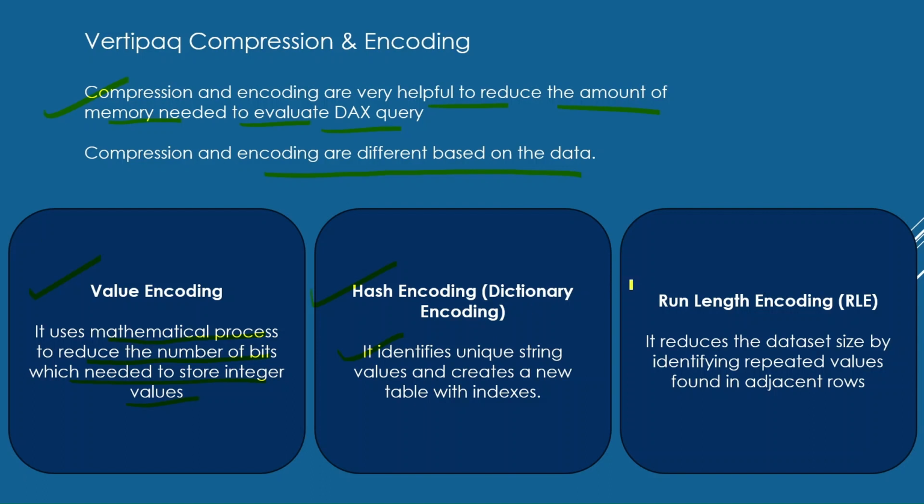Third is run length encoding, that is RLE. It reduces the data set size by identifying repeated values found in adjacent rows. So this is very important, right? Run length encoding is going to be used whenever the data is repeated. So these are the three kinds of encoding which are available in Power BI.